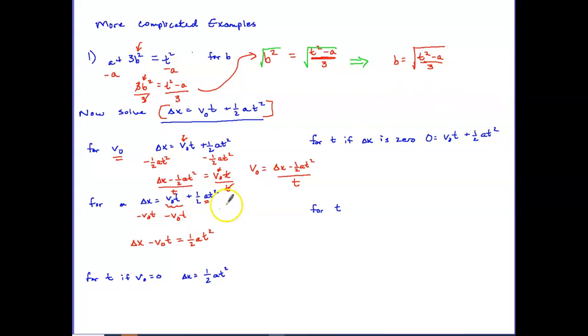And to refocus, what am I trying to do? I'm trying to solve for a. So to solve for a, I need to get rid of the 1/2 and the t squared.